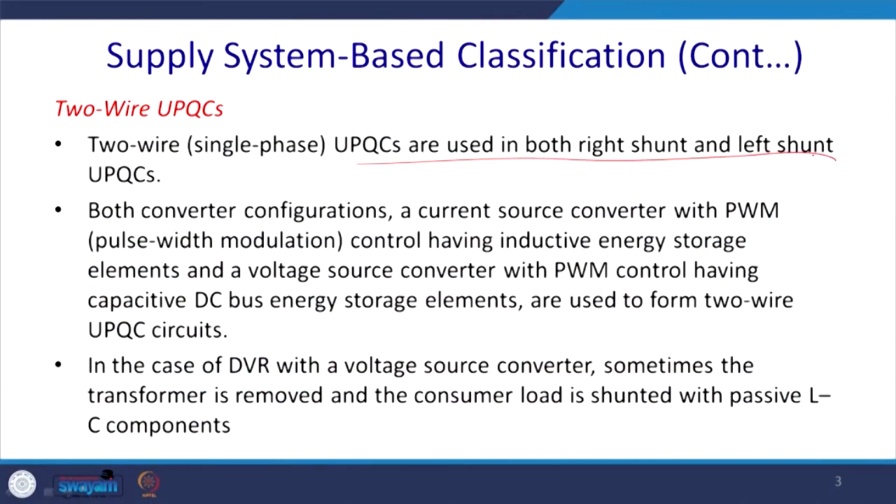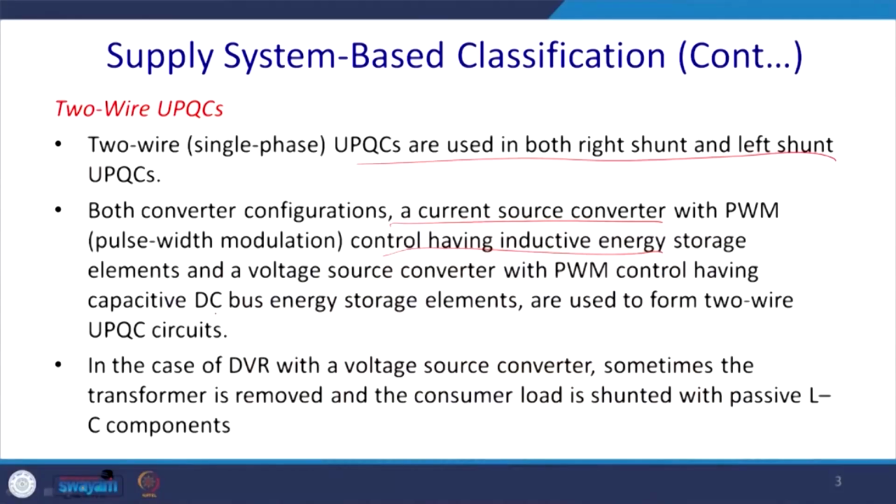Now, we have a 2 wire UPQC, which is a single phase UPQC. UPQC are used for both right shunt and left shunt, since the voltage rating does not vary much because it is a single phase system. For this reason we do not have much complexity, and as far as the rating is concerned, we can use right shunt as well as left shunt. Both converter configurations, a current source inverter with PWM modulation technique having inductive energy storage elements, and a voltage source converter with PWM control having a capacitive DC bus energy storing element, are used to form the 2 wire circuits.